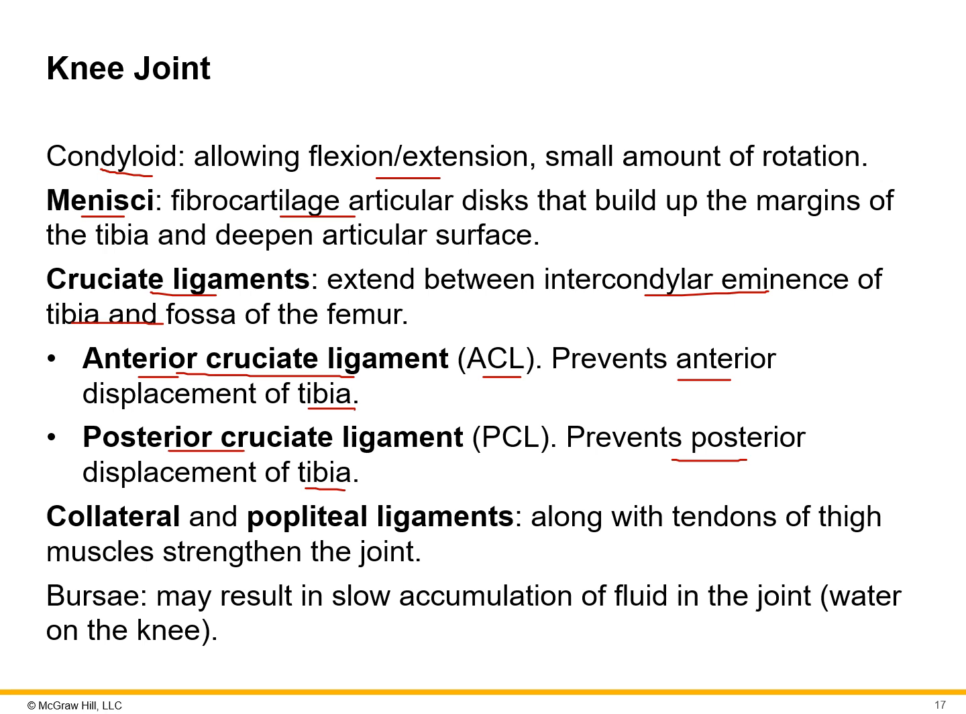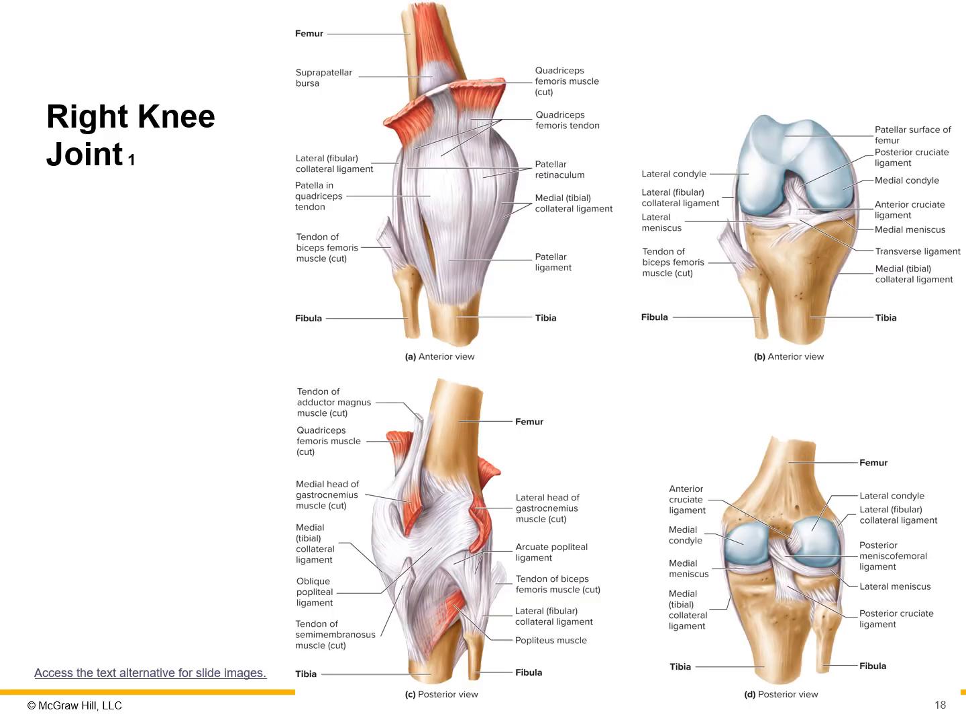We have a couple other ligaments, the collateral and the popliteal ligaments. These are along the tendons of the thigh muscle and help strengthen that joint. Again, we'll see them coming up. And then there's also the bursa. We talked about bursitis, but the bursa may result in accumulation of fluid, which causes some water on the knee. Again, you'll focus more on this in lab, but I just wanted to highlight some of these.